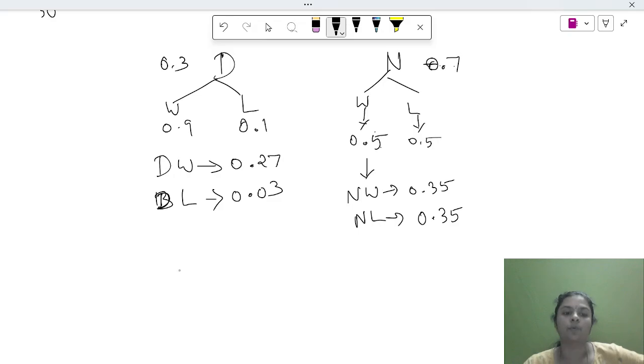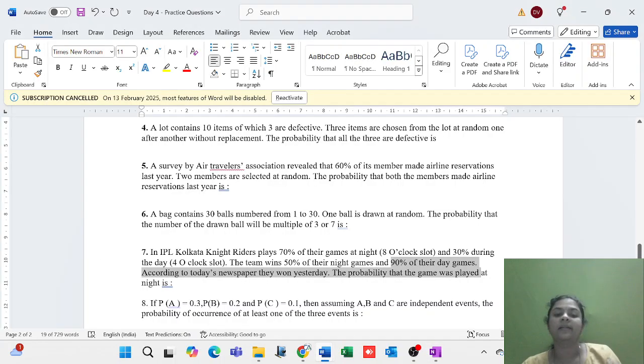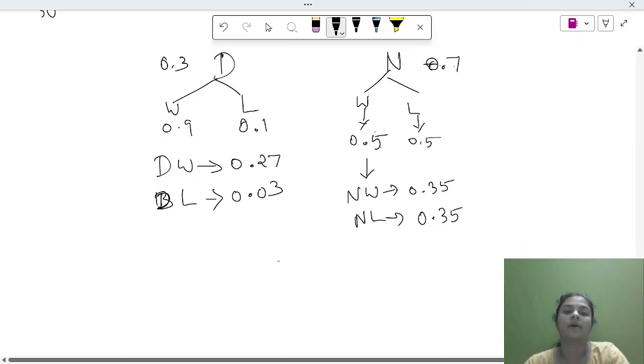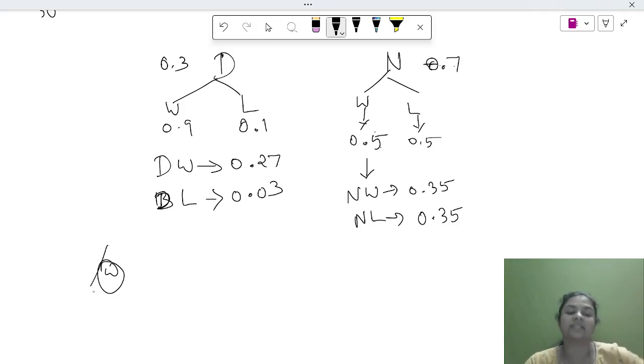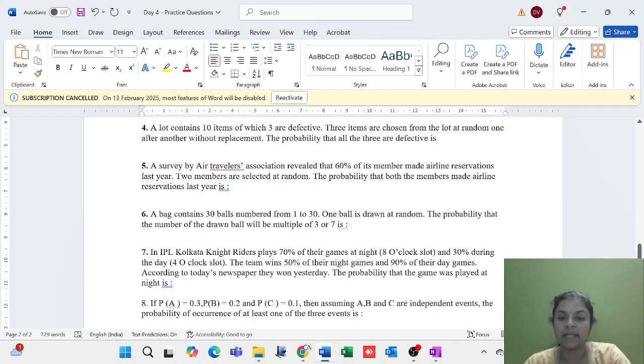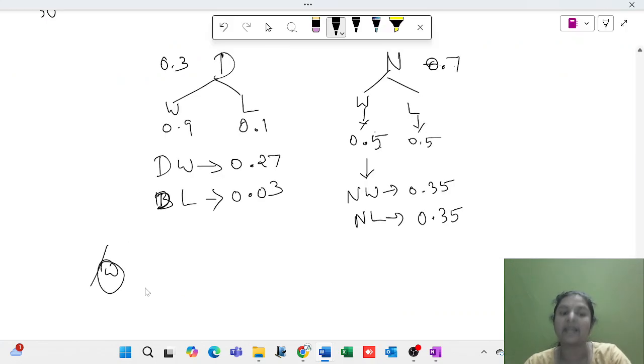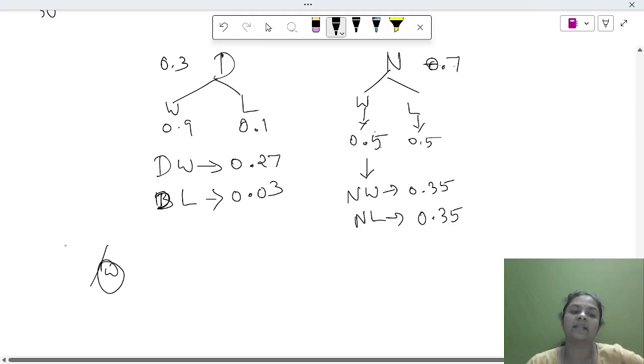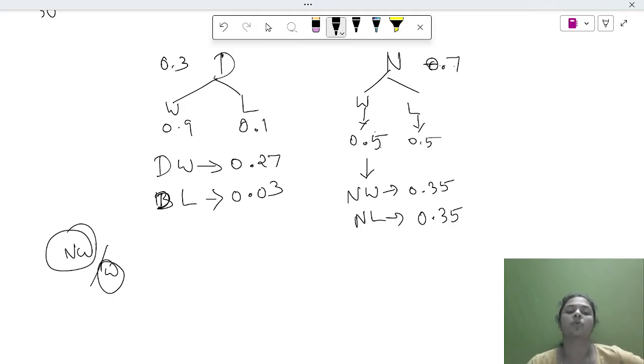Okay. Now they are not asking what is the probability that they lost a night game. They are not asking that. They said they won yesterday. So the event is known. They are asking, having already won yesterday, what is the probability that the game was played in the night? So this is a conditional probability. So they are asking the intersection of night and winning divided by the probability of winning.